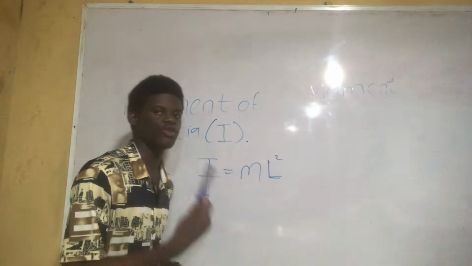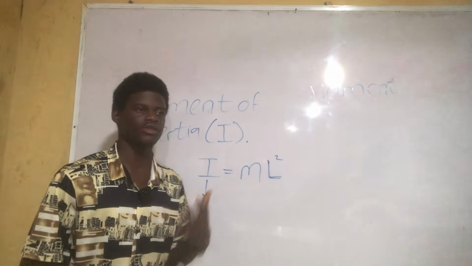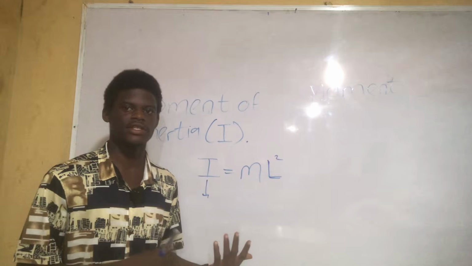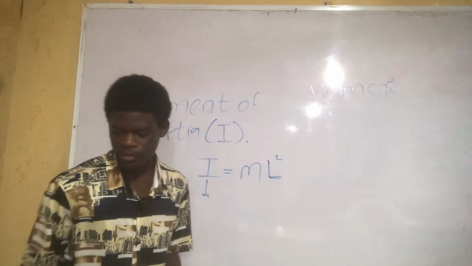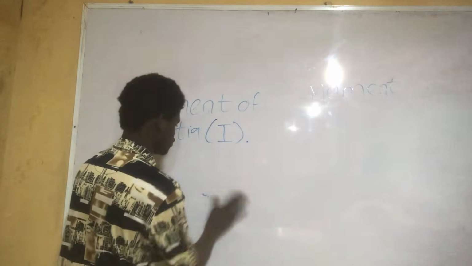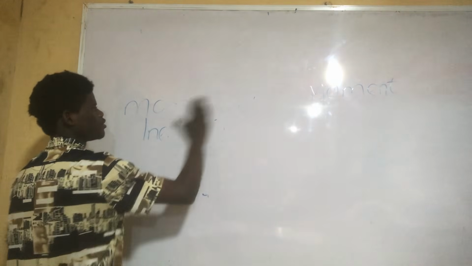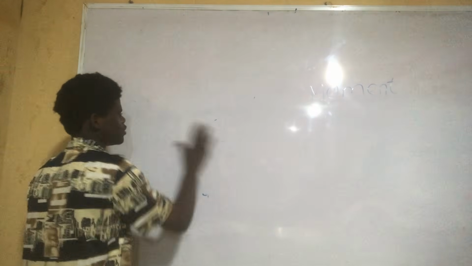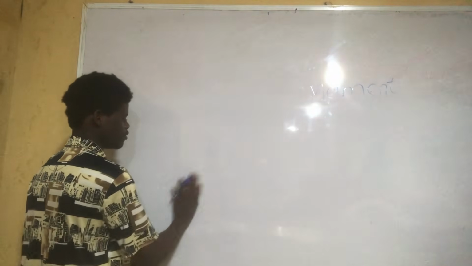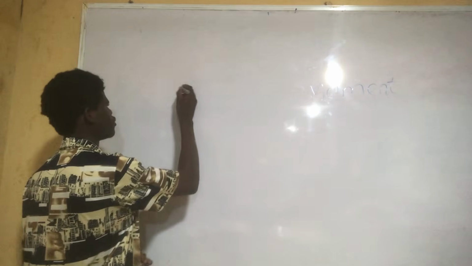When we are considering a rod, the moment of inertia is different from when we are considering a circle, a ring, a disc, a cylinder, or a sphere. So you need to know the moment of inertia of some bodies offhand. There is a way they derive them using integration, but for your exam questions, you just need to know them offhand.